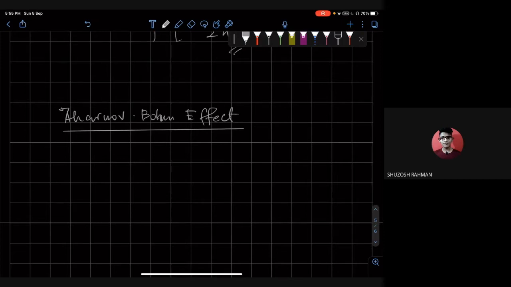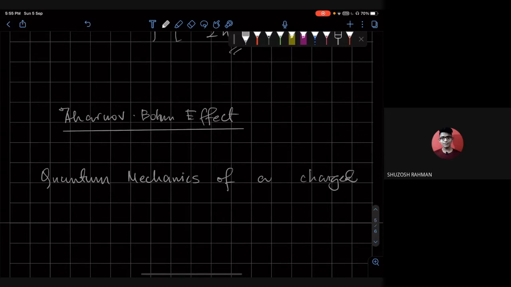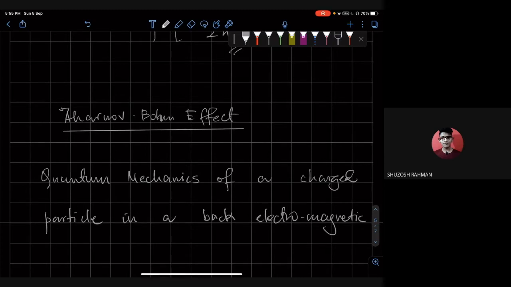So to be able to do that, we first need to understand how to formulate quantum mechanics of a charged particle in a background electromagnetic field.